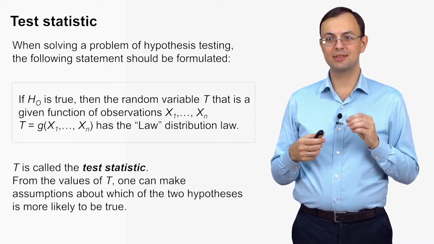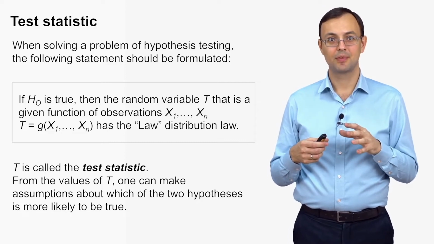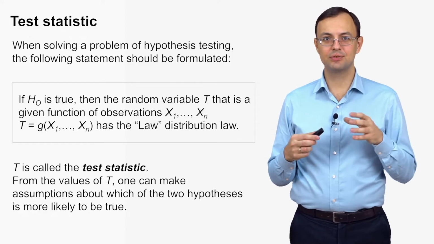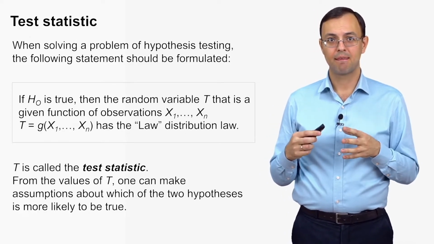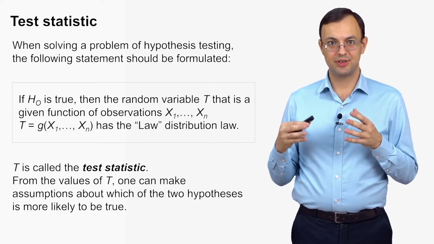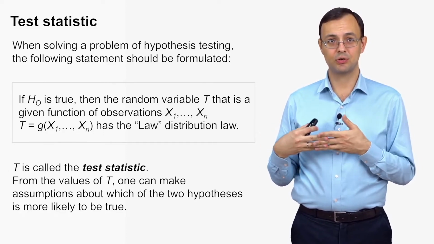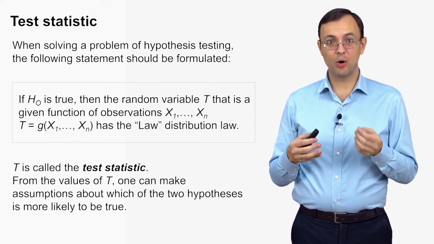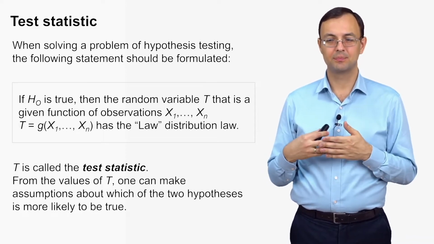So this T is called the test statistic. As we know, the term statistic is used for any random variable that is a function of observations. And so as the T is a function of observations, it is called the test statistic. So statistic of the test that we will use to test a hypothesis.